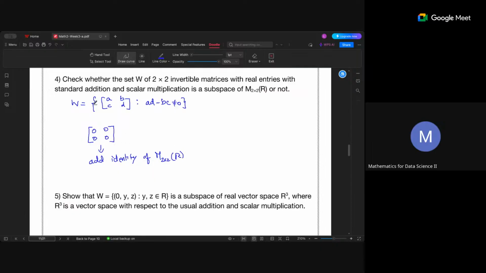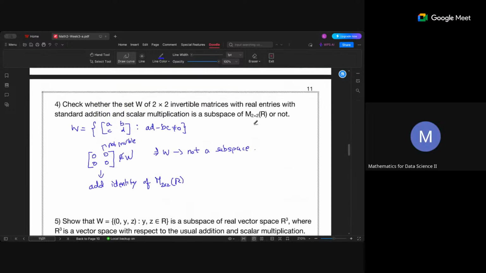And is this there in W? No, because this is not invertible. So this is not in W. So you can say that W is not a subspace. Is this clear? Yes, ma'am. Fine. Okay.